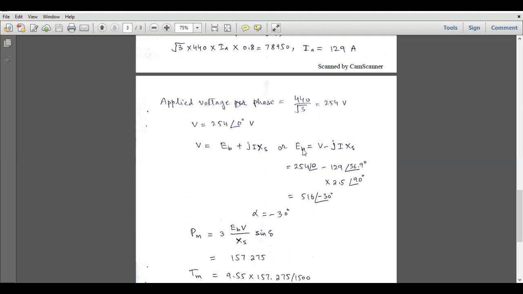And now the back EMF always lies at an angle of alpha with the applied voltage. So this is the back EMF angle, and it is equal to alpha. So alpha is equal to minus 30 degrees. So we have calculated the armature current, the back EMF, and also the load angle.